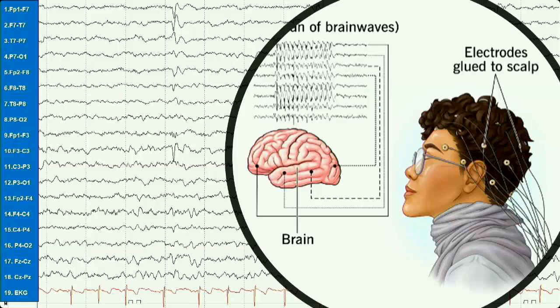So if they are closer to the midline, there are smaller numbers like 1 or 3. If they're further away, the numbers are larger, so 7 and 8. If the numbers are even, they are on the right side of the brain. If there are odd numbers, they are on the left side of the brain. So these are standard electrode placements for EEG.